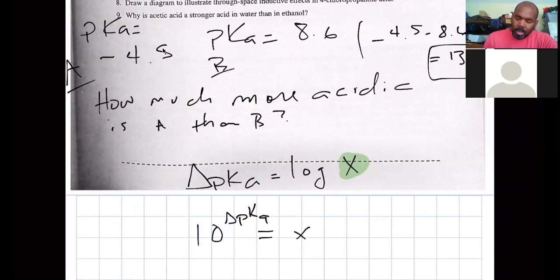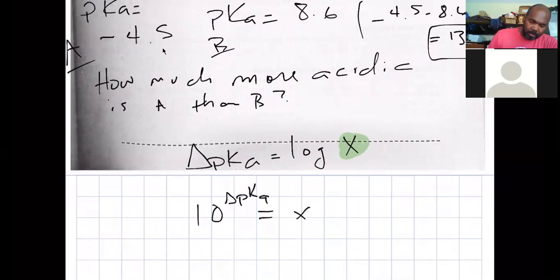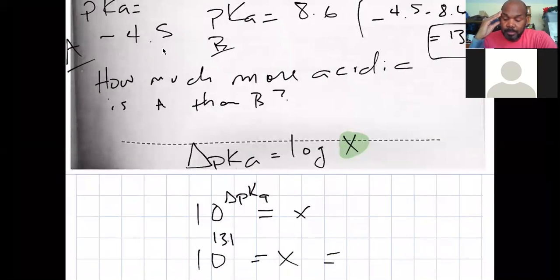Yes. All right. So in order to find out how many more times acidic acid A is than acid B, we're just going to stick that number in here. So it's 10 raised to the 13.1 equals X. Somebody put that in your calculator. Tell me what you get. It's a lot. What is that? A billion, trillion? Is that right? 10 to the 12th is a trillion, yes? Yeah.